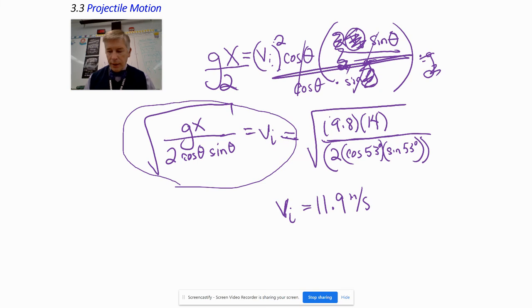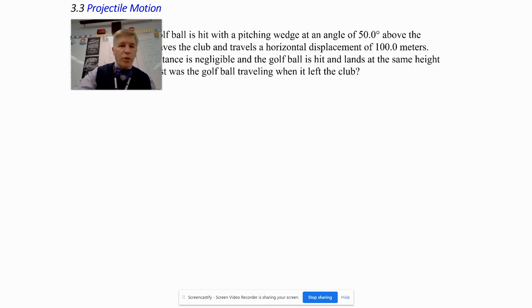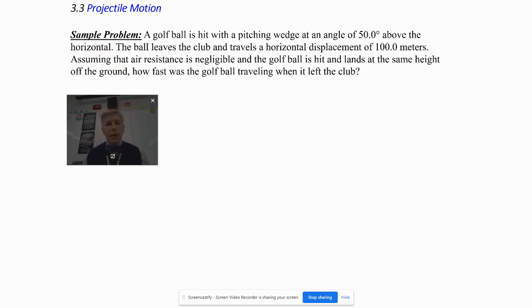That's basically what we have going on. Great little way of finding this. So I'm going to leave you with this question. Whoops, got to move out of the way. A golf ball is being hit with a pitching wedge. The pitching wedge has a really sharp angle to it. It's going to launch it at 50 degrees. It's going to travel 100 meters, so that's our horizontal displacement. I want you to figure out how fast the golf ball is going to leave the club to actually travel that far. Put that into the Google form.